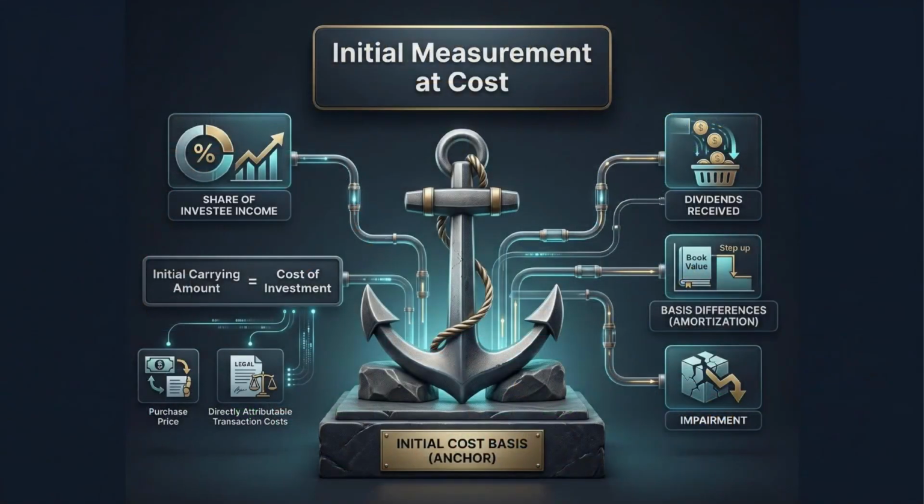Once the equity method begins, the usual starting measurement is cost. That cost becomes the anchor for later equity method accounting. Future adjustments, such as the investor's share of investee income, dividends received, basis differences, and impairment, all build from this starting number. This is why the initial measurement matters. If the starting point is wrong, every later roll forward becomes harder to trust. So at the entry point, we ask, what did the investor give up to obtain this equity method investment? And what is the proper initial carrying amount under the applicable guidance?